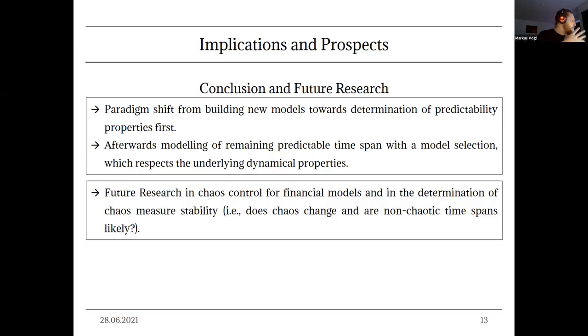There are several problems with that, and we have future research as well, because there's a field called chaos control, for those who don't know it, which asks: can we control chaos? Can we un-chaos chaos? And is chaos stable? So if we're in chaos at one time, can we go back? Are there time spans where the system turns predictable again or not?